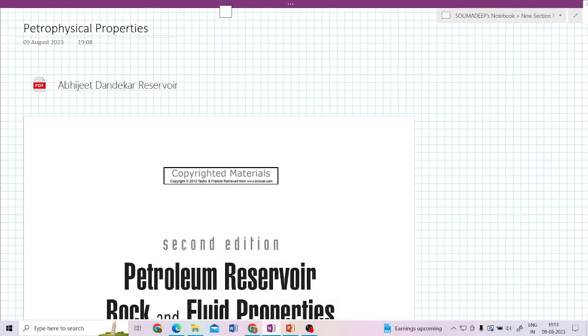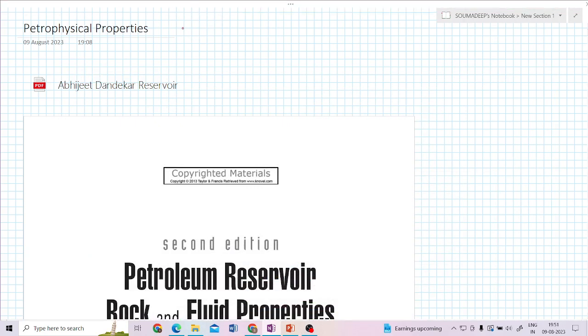तो मेरा नाम सोमदीप माजी है। So today I am going to start with the petrophysical properties. We will be inclined towards the GATE syllabus and try to cover all the topics. So we will be following Abhijeet Dandekar book for petrophysical properties.